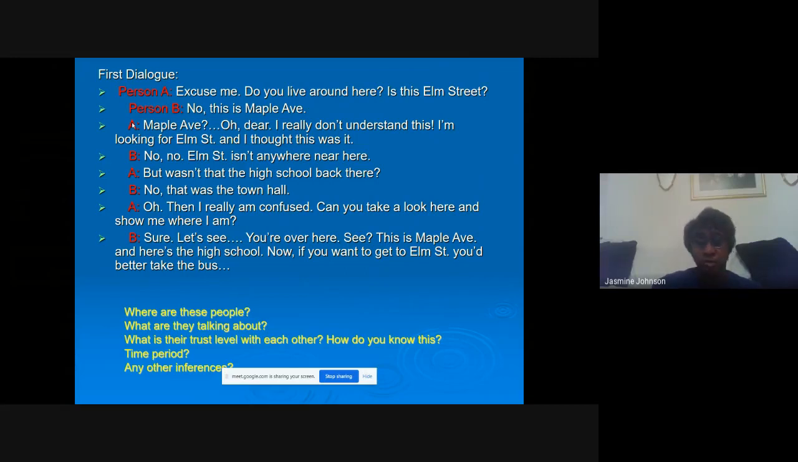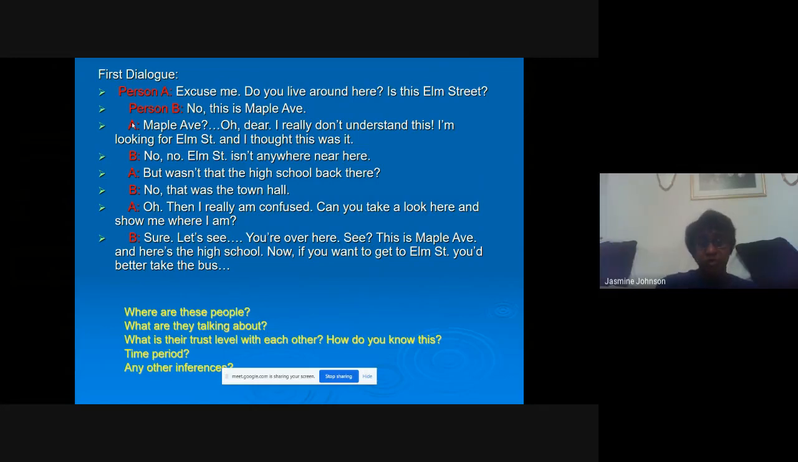So really probably more of a Longview, Tyler, but it's small enough that they're not afraid to stop and ask people on the street where they are or tell them that they're lost. So medium size, not huge, not small, but in town. What are they talking about? Well, they're talking about directions. Person A seems to be lost and person B is trying to help them find their way.